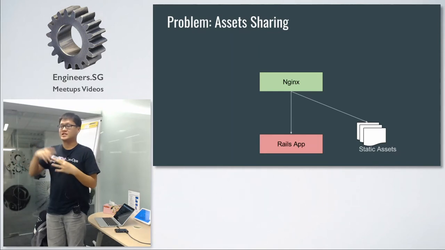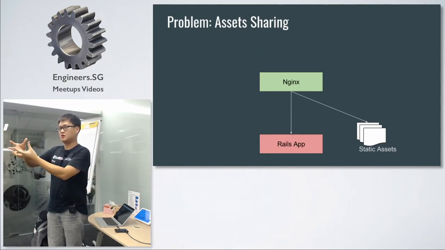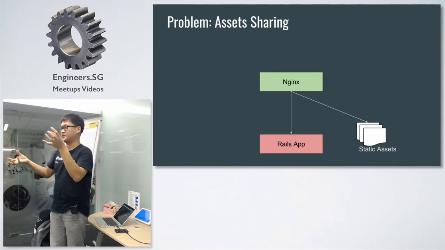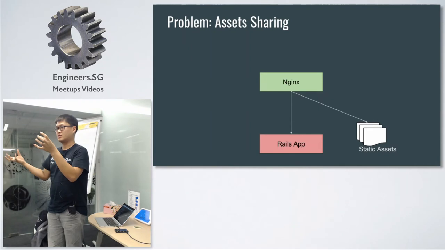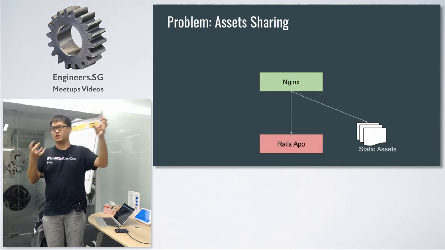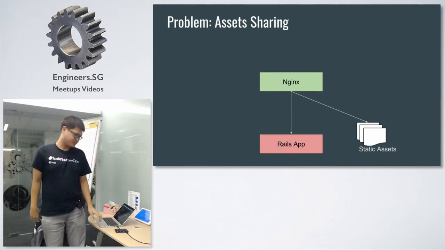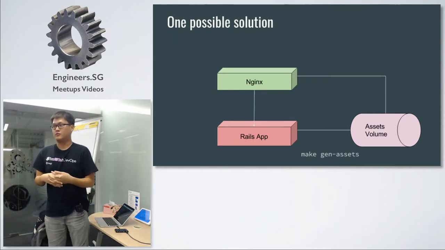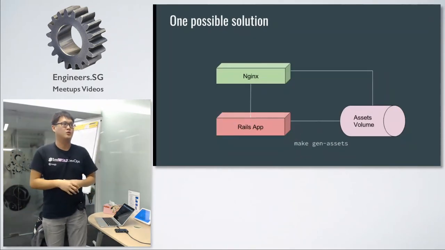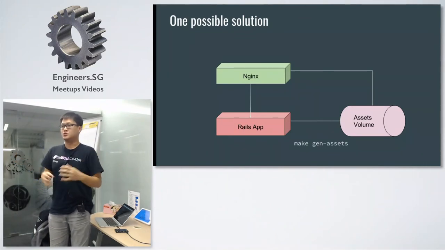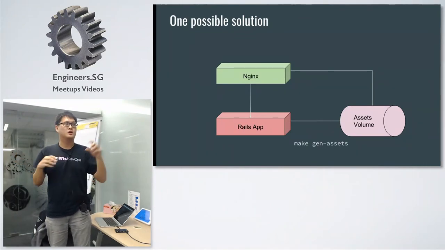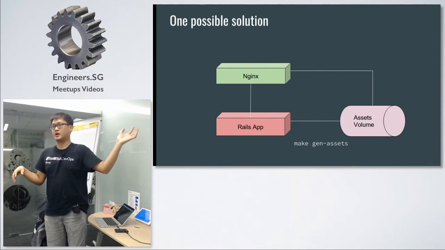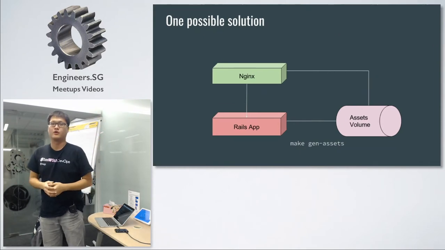So your assets are generated with your Rails container or your Rails image, but your Nginx doesn't really have access to those files that are living on another image. So you can't serve the files across the different containers. One possible solution is that you create a new assets volume. You put all the assets in the assets volume, and then Nginx can mount that volume and then serve, right? So that's great, right?